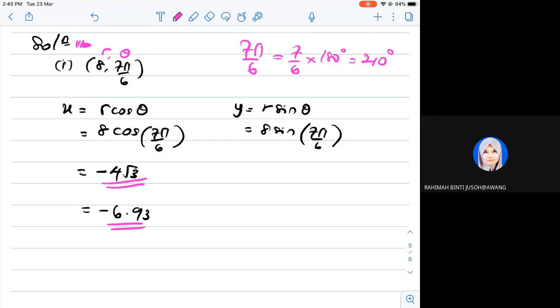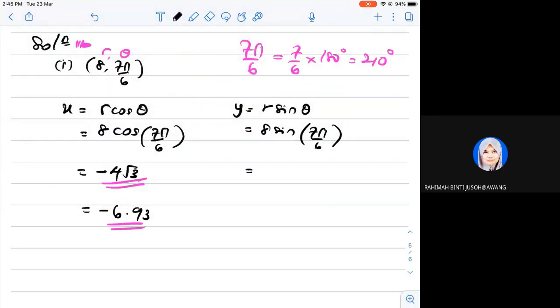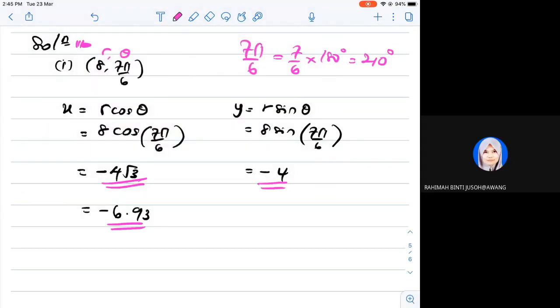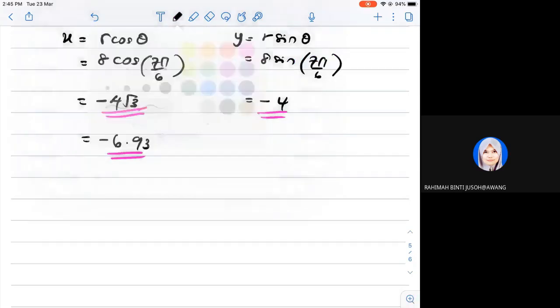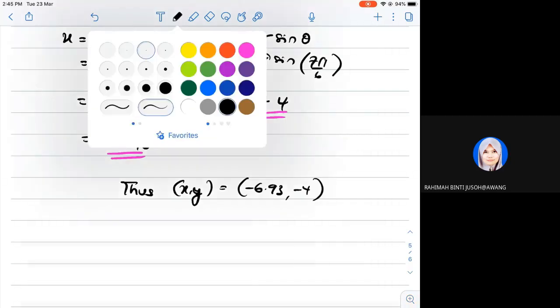Alright. Now for y, R sin theta. Negative 4. Okay, so therefore xy equals negative 6.93 and negative 4. Like that.